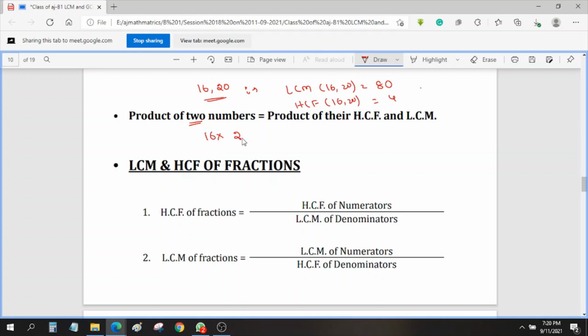16 and 20. The product of two numbers is equal to the product of their HCF and LCM. What is their HCF? 4. And what is their LCM? 80. So the point here is that these two are equal. 16 times 20 is 320, and 4 times 80 is 320. Okay.